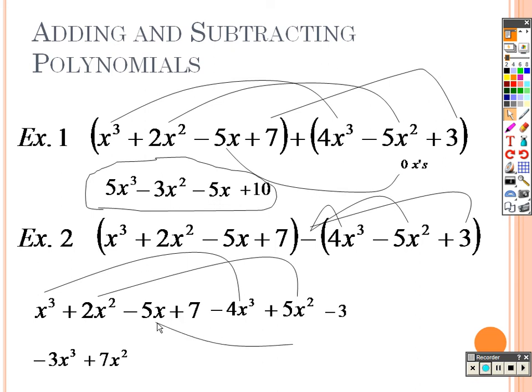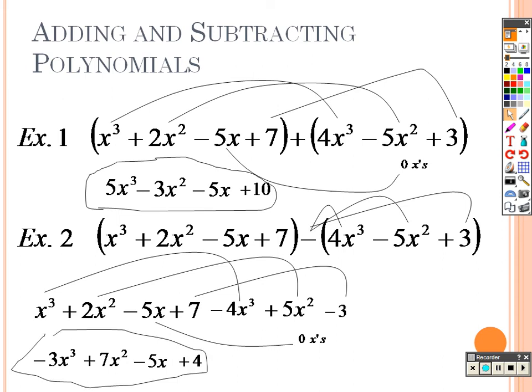I have a negative 5x, but as we stated before, there is no x's. So there is no x's. Negative 5 of them minus none of them is still going to be negative 5. So we have negative 5 x's. And 7 and a negative 3. 7 minus 3 is positive 4. And there's your answer for example 2.